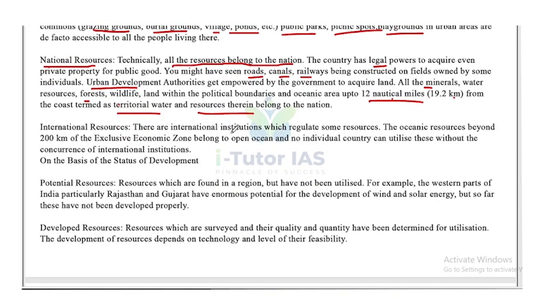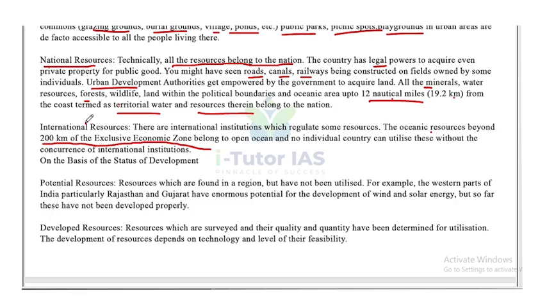These are international institutions which regulate some resources. The oceanic resource beyond 200 km of exclusive economic zone belongs to an open sea, and no individual country can utilize this without the concurrence of the international institutions.